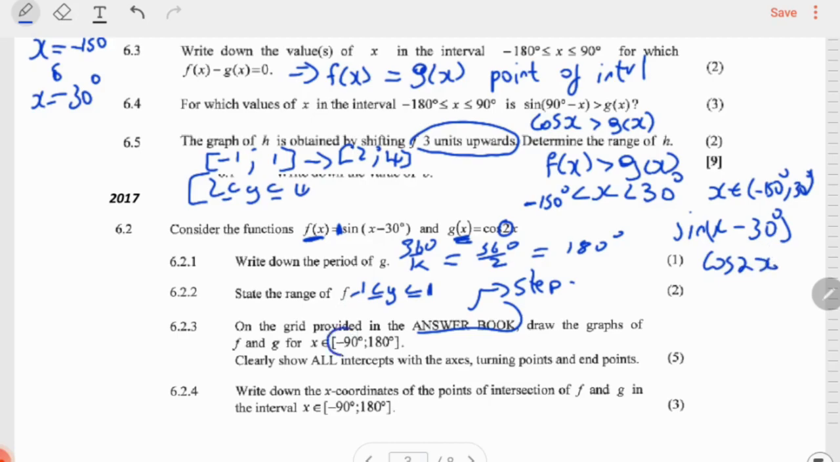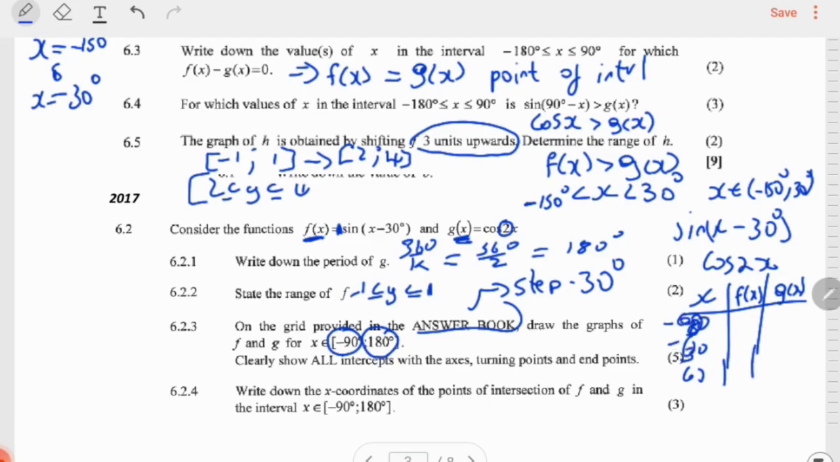When it says start, you will say minus 90. When it says end, you will say 180. When it says step, you're going to say 30. You will then get your table that will have x values, and then it will give you f at x and g at x. It will start at minus 90, then minus 60, minus 30, 0, 30, and so on.